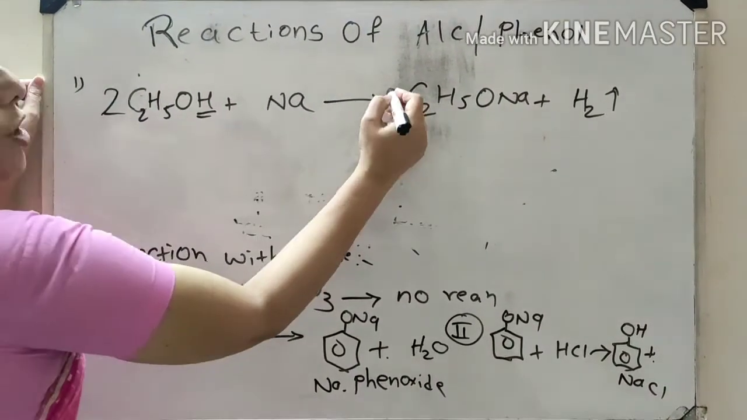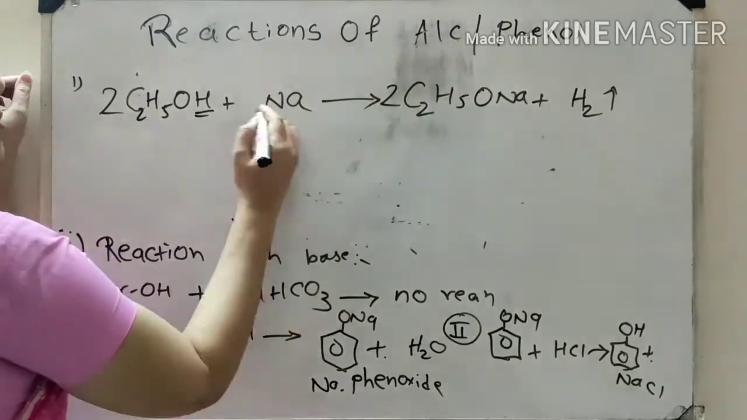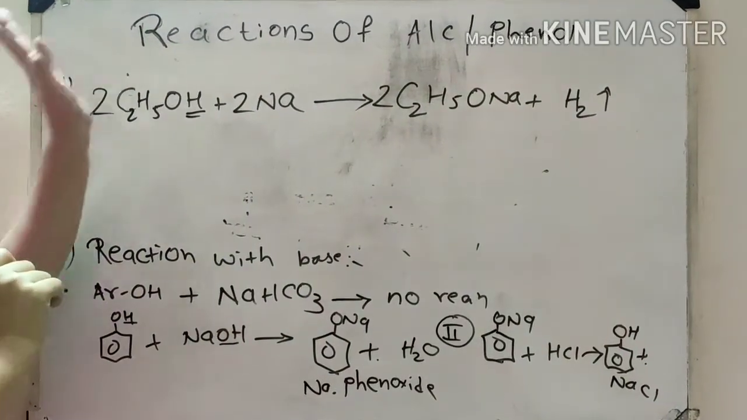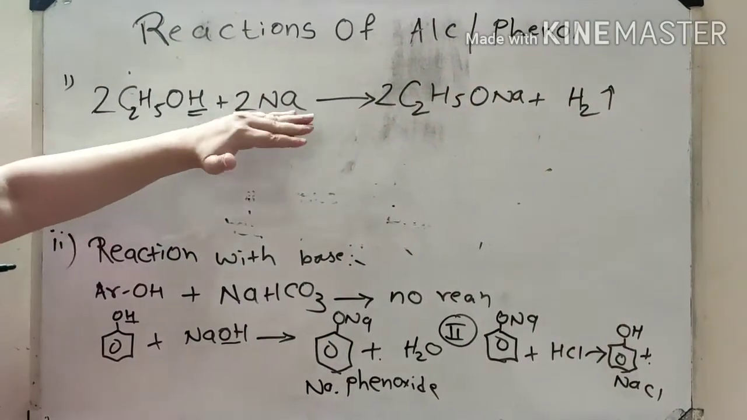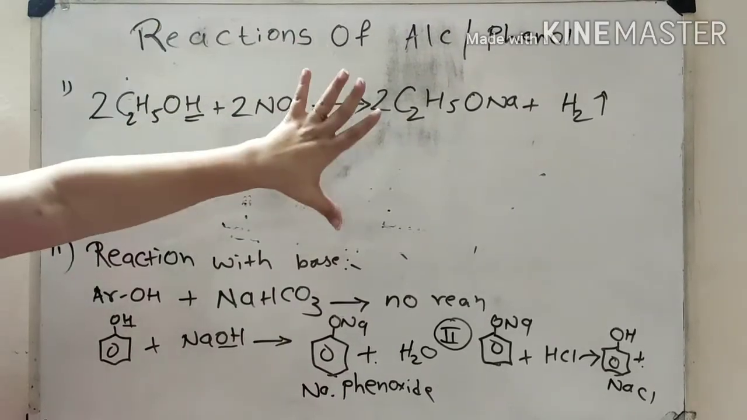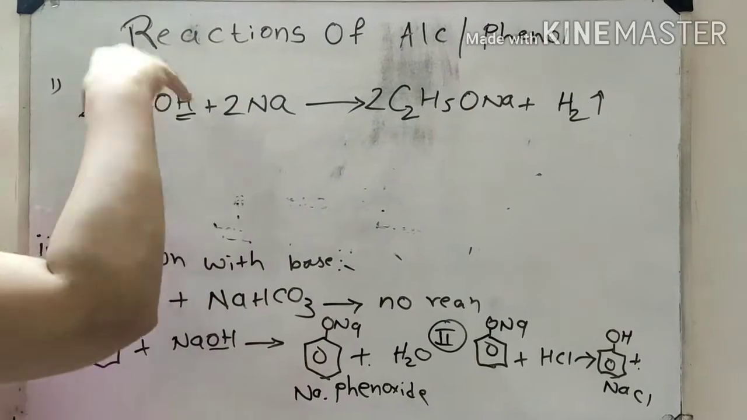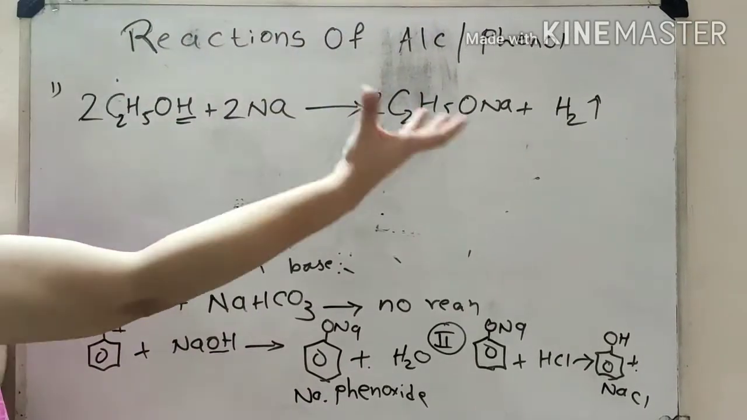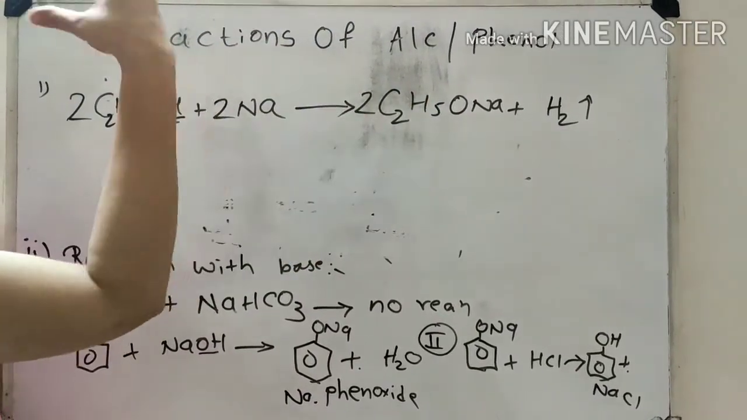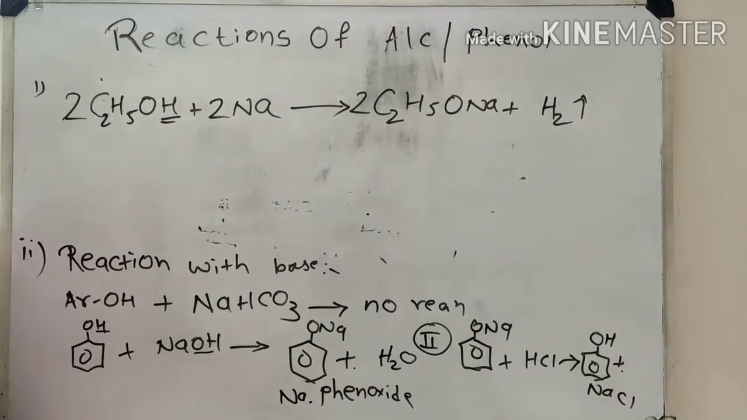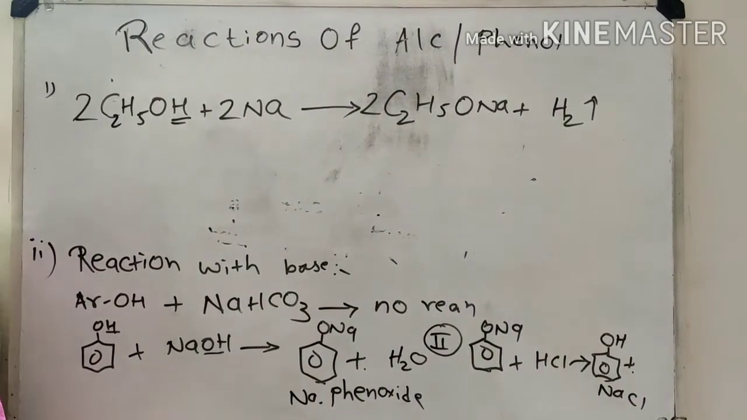Now 2, it means C2H5 becomes 2. Sodium becomes 2. So in this way, alcohol reacts with the metals. Whenever the alcohol reacts with the metals, there is the formation of the metal alkoxide with the liberation of hydrogen gas.